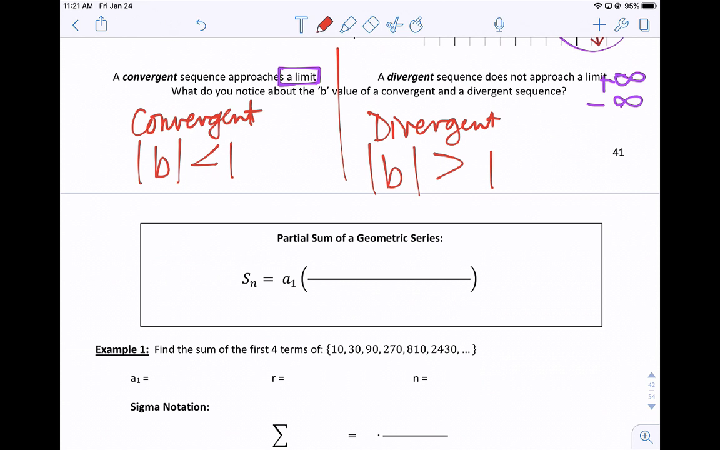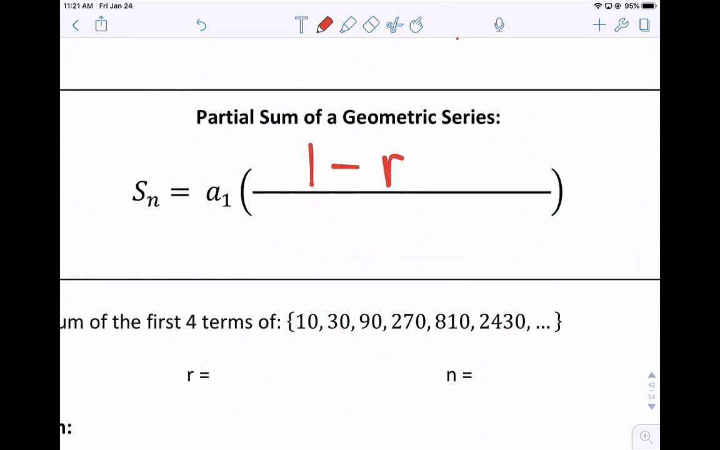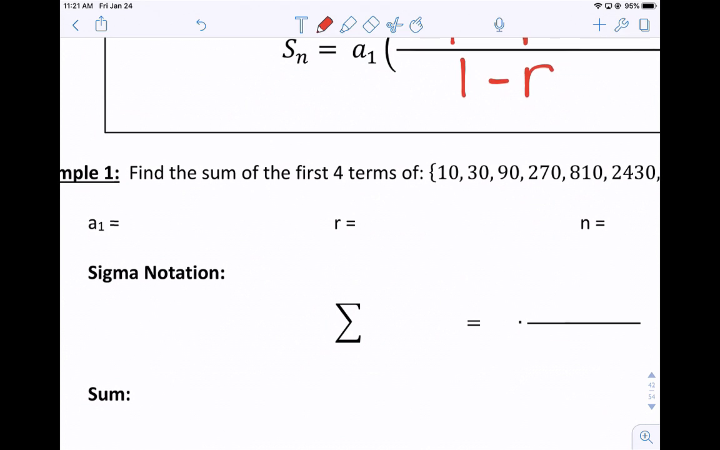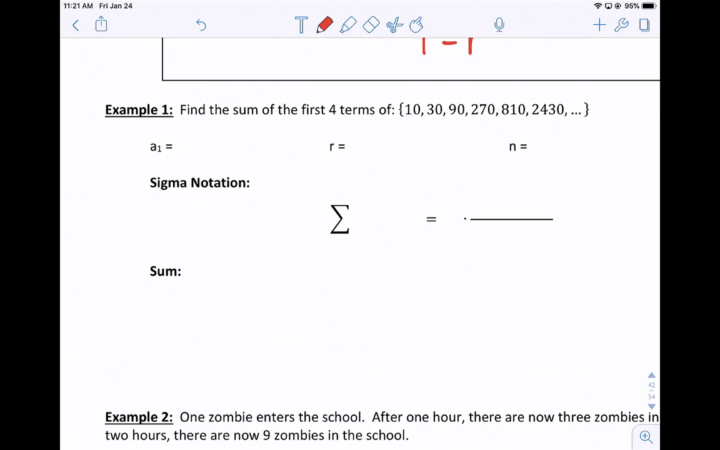But either way, we can add up part of a series, a geometric series. And again, the formula is 1 minus the ratio to the n power over 1 minus the ratio. So let's go over how it works. So the first example, find the sum of the first 4 terms of this sequence right here.